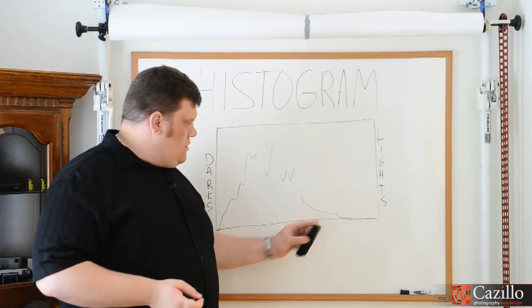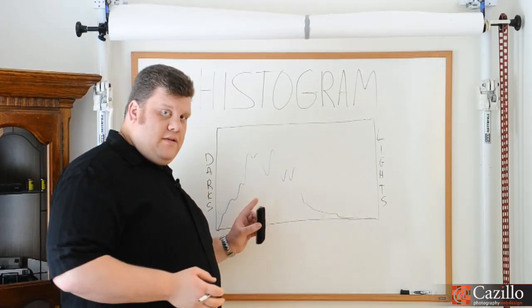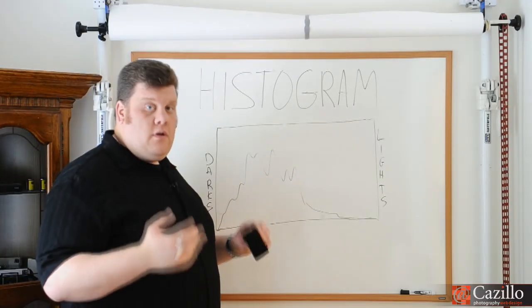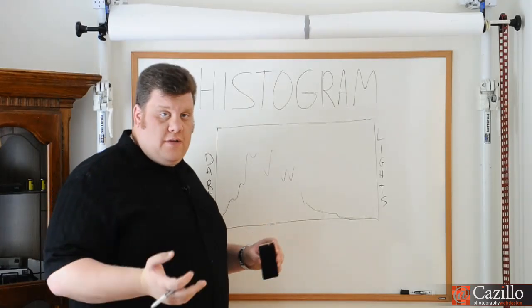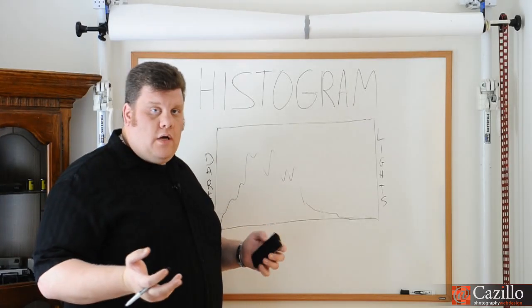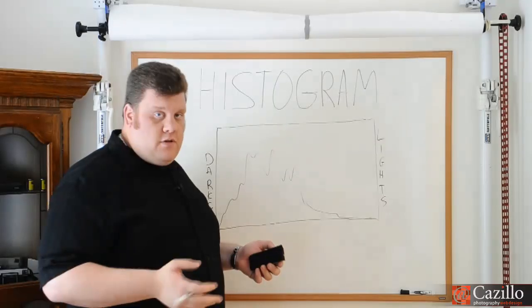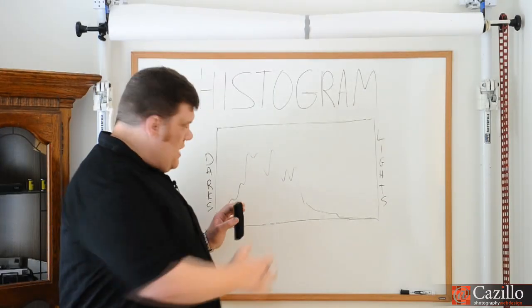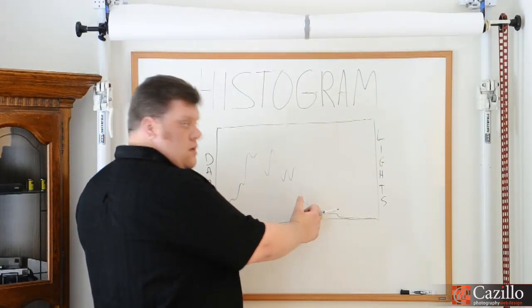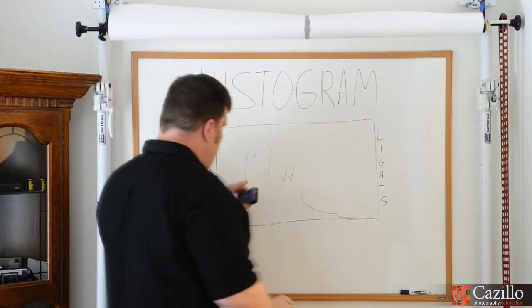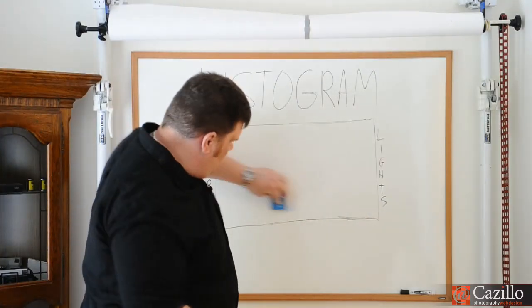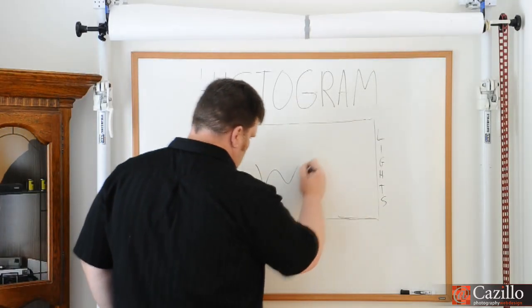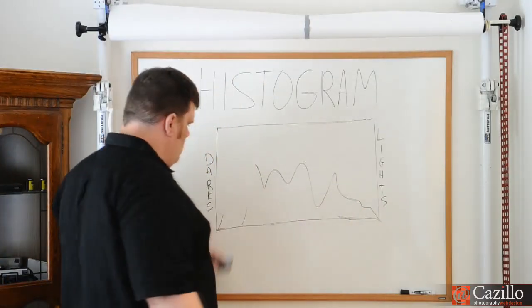So what we would do is take this data, adjust the camera, adjust our exposure, either raise our ISO, open up our aperture, or drop our shutter speed, whatever it takes to take this histogram from right here and shift it over here. So let's do that. We've shifted it over here.